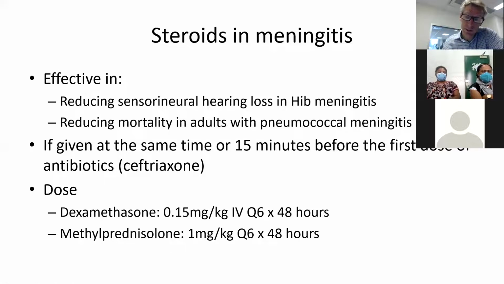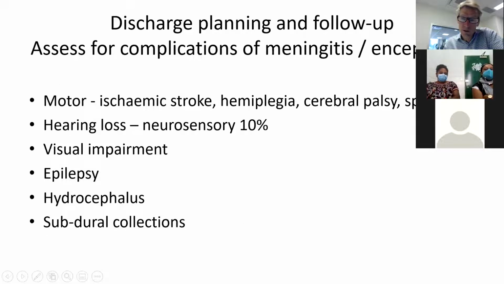And the dose of the steroids I've mentioned is down here, dexamethasone or methylprednisolone or prednisolone for those children. All right, so using steroids is good in meningitis if you can give it at the same time as the first dose of antibiotics, and if you've got good antibiotics to give. All right. Once you've given treatment and supportive care and monitoring, you need to do some discharge planning and follow-up, and part of that is assessing for complications of meningitis and encephalitis.